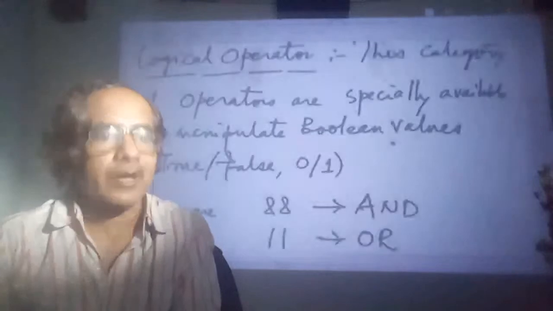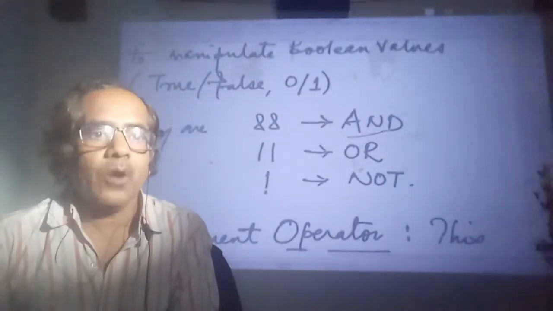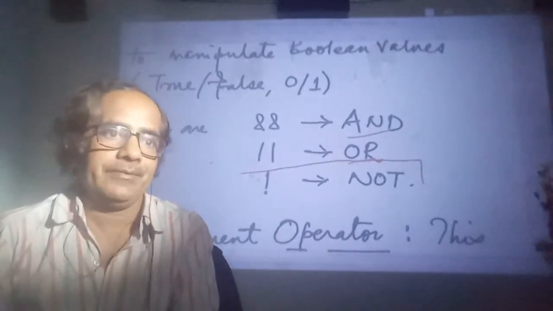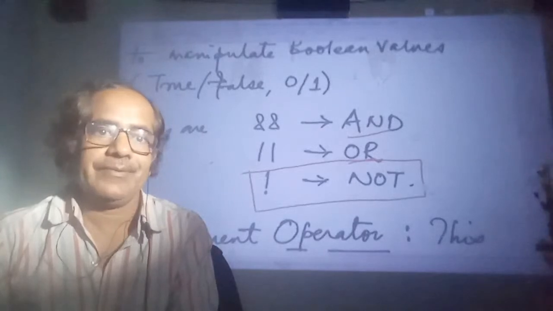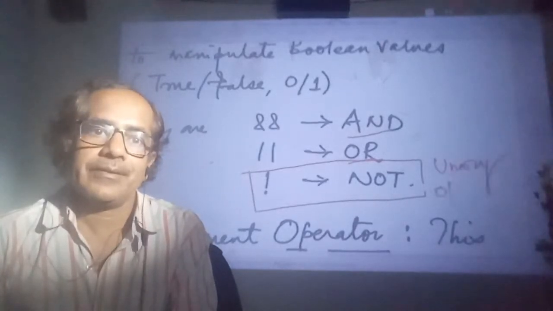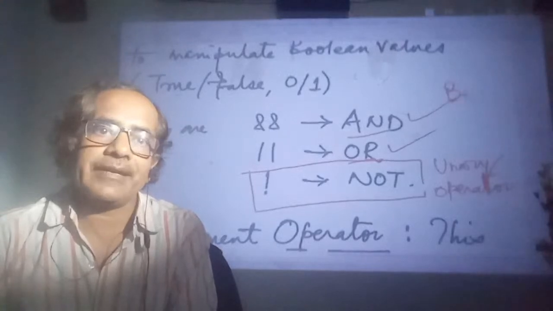So this logical operators are the 3: and, or, and here not is not a binary operator. This is unary operator. Binary operator is and or only. This is binary.